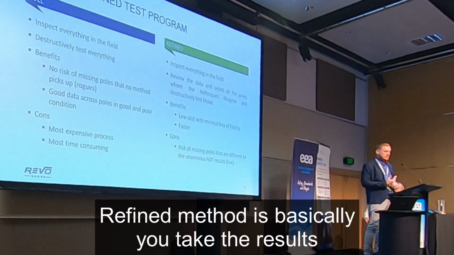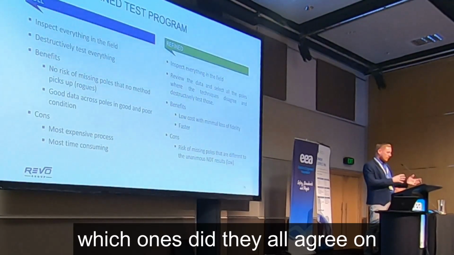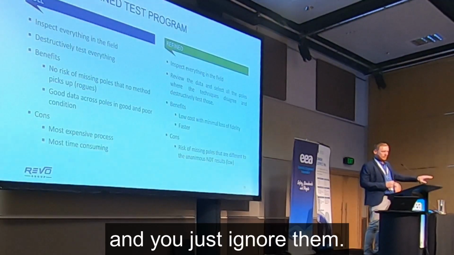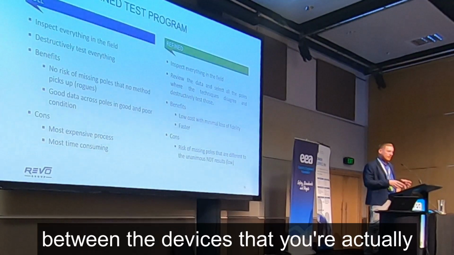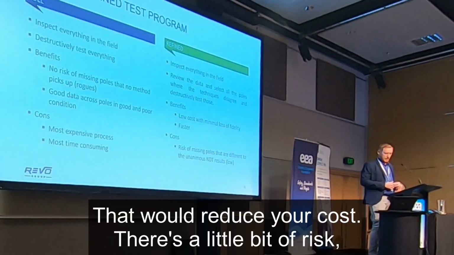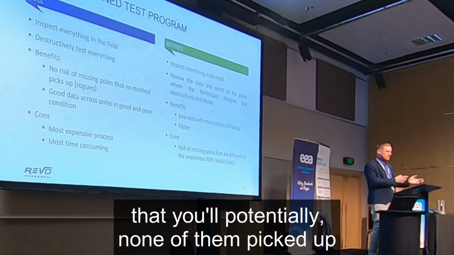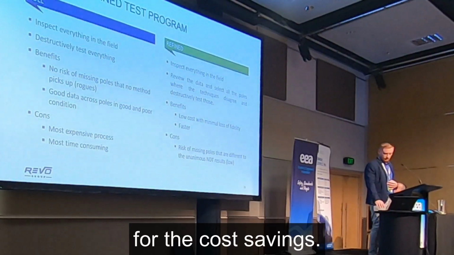Refined method is basically you take the results from all the inspections and you say, okay, which ones did they all agree on? And you just ignore them. You only pull out poles where there was disagreement between the devices that you're actually interested in moving forward with. That'll reduce your costs. There's a little bit of risk that none of them picked up a rogue pole, but that risk is probably worth it for the cost savings.